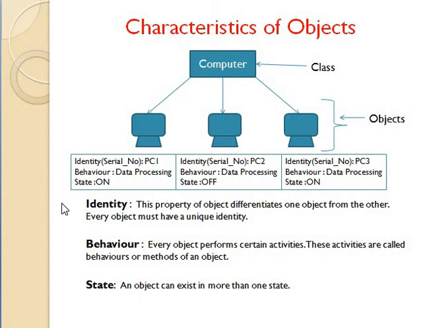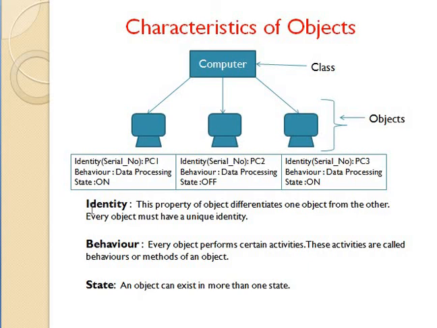In the living world, we are surrounded by hundreds of objects. We ourselves are living objects and interact with many living and non-living objects in our daily life. An object must have the following characteristics.